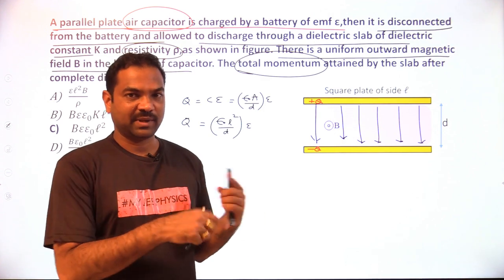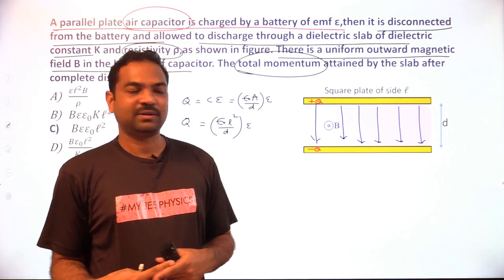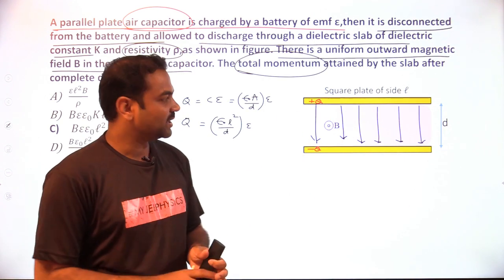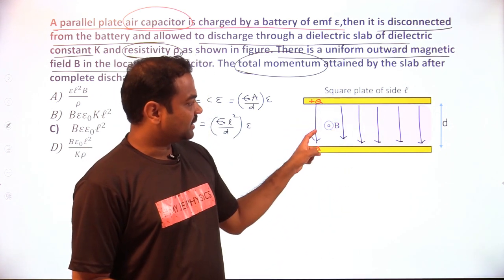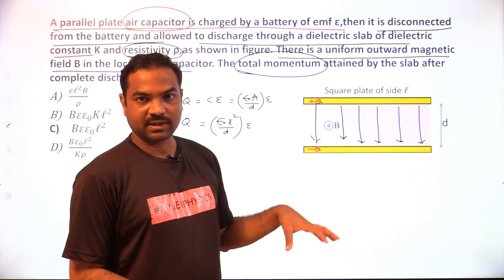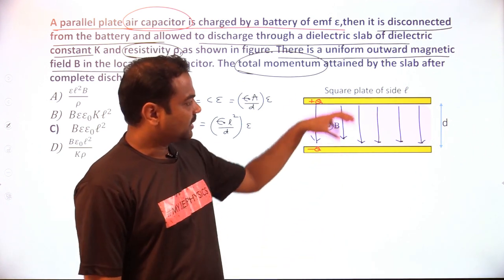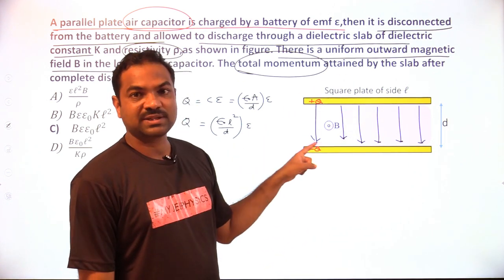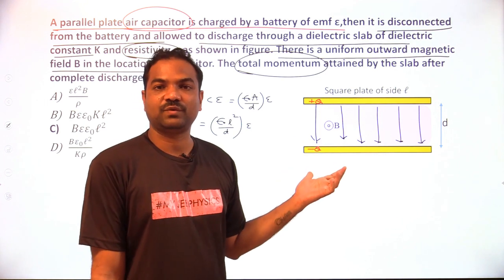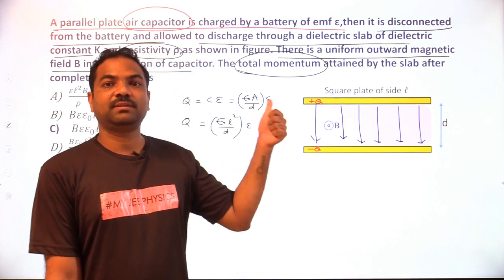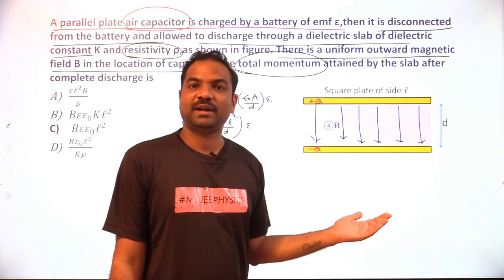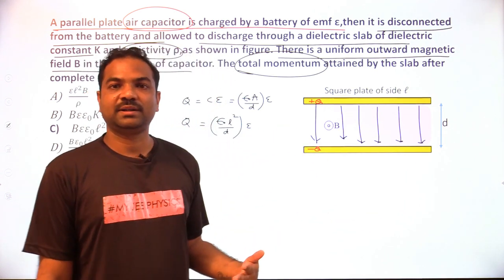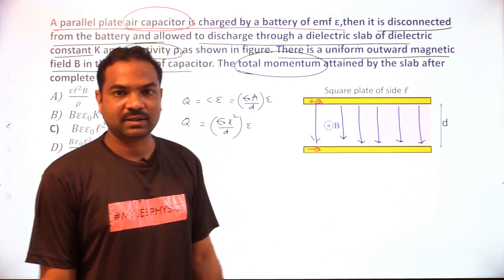I think by this time you can correlate the charge flow and the magnetic field. Charge flow is nothing but current, and the current carrying conductor is nothing but the dielectric here. Now the current carrying dielectric is present in the magnetic field, so it will experience a force. That force causes the momentum of the dielectric. That is the logic of the question. If we can understand that, mathematically we can try the equations so that we will land at the answer.